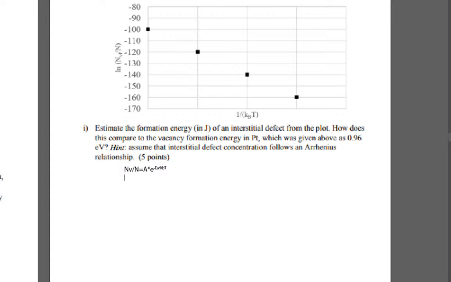That would be a normal size there. So yeah, the ln of this guy, copy that, paste that, must equal the ln of A, subtract the thing by EA over KBT. Is that correct? I think so. It's the ln. So you're just taking the ln.